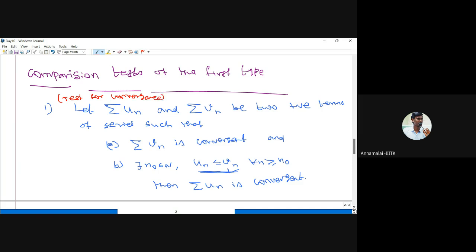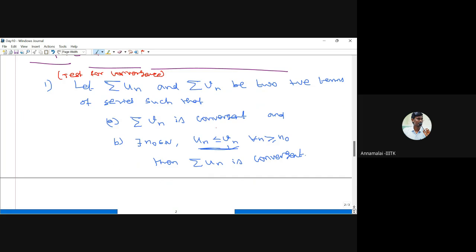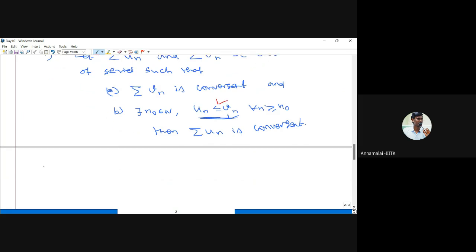Suppose you want to test whether the given series summation un is convergent. If it is possible to find a convergent series vn satisfying un less than or equal to vn, then it is convergent. So the next test is the test for divergence. You should know examples of both convergent series as well as divergent series. Then it's very useful to check other series.